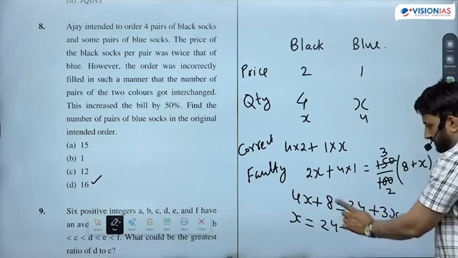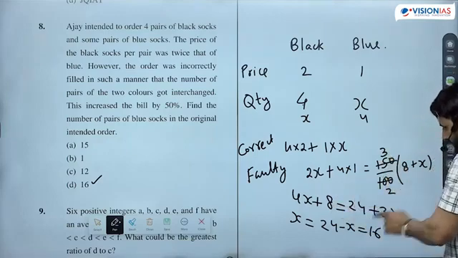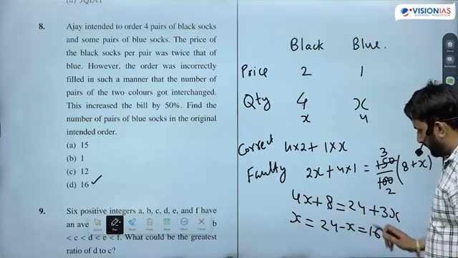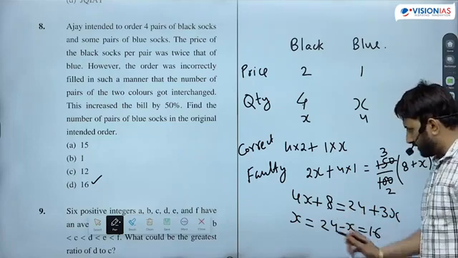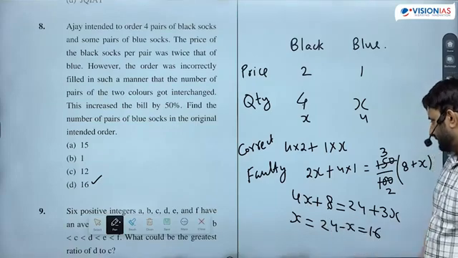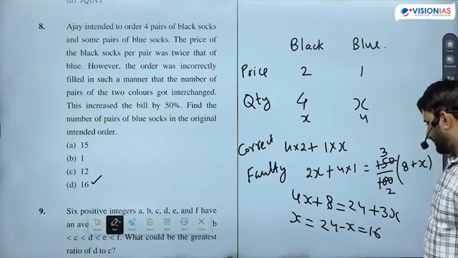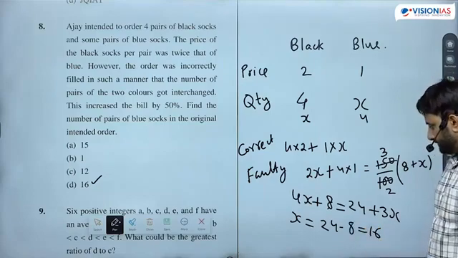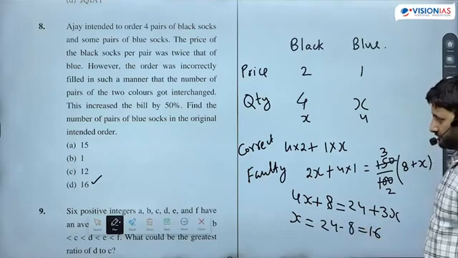2 into 4 is 8. That is 3 into 8, 24, plus 3 into X, 3X. 8 will go there. 24 minus 8, 16. 3X will go there. It will become X. So this is 24 minus 8, 16.